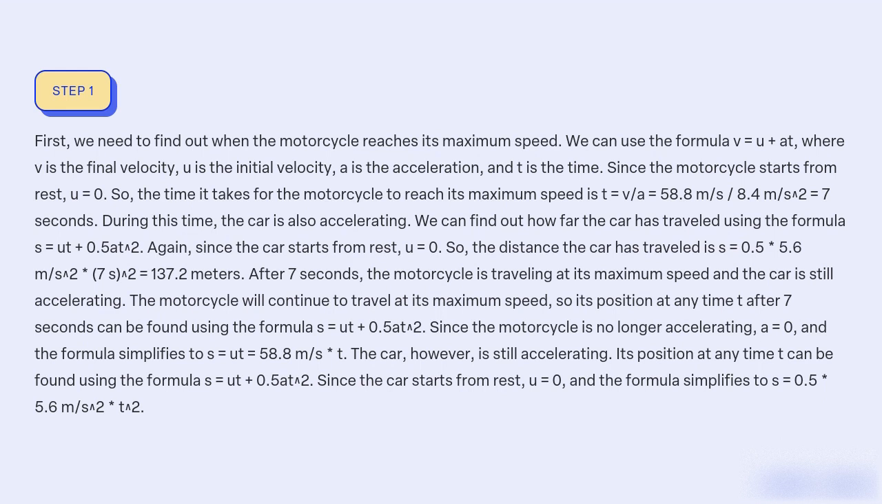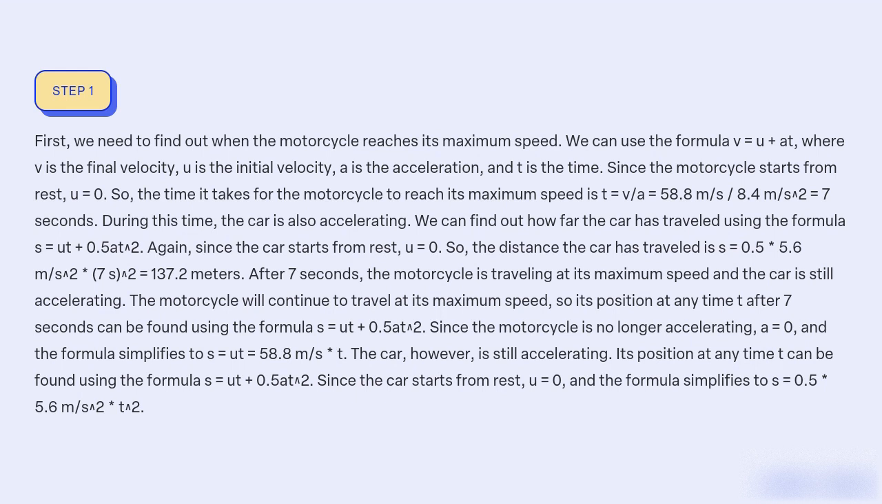Again, since the car starts from rest, u equals 0. So, the distance the car has travelled is s = 0.5 × 5.6 m/s² × (7 s)² = 137.2 m. After 7 seconds, the motorcycle is travelling at its maximum speed and the car is still accelerating.